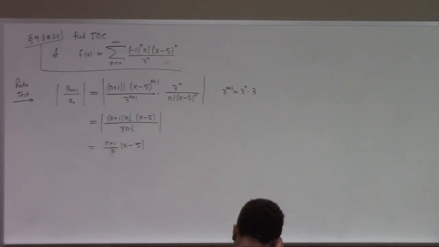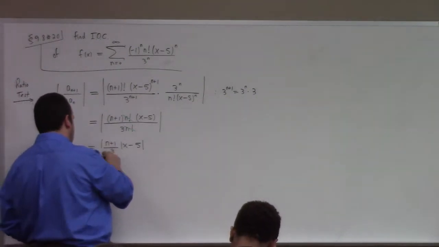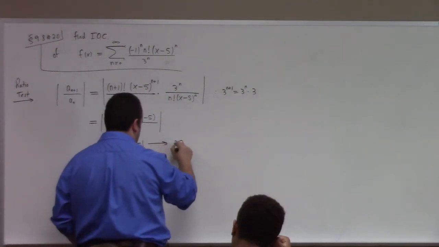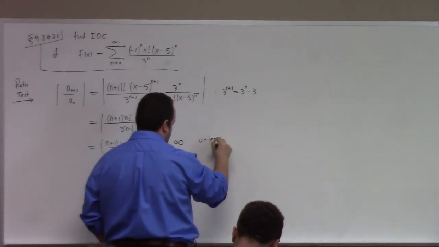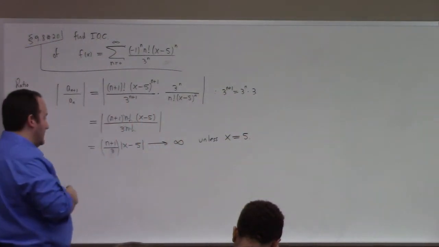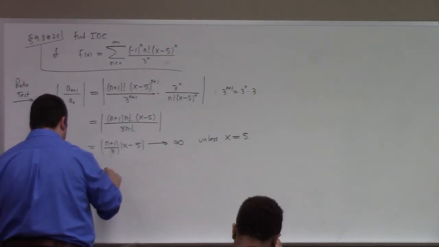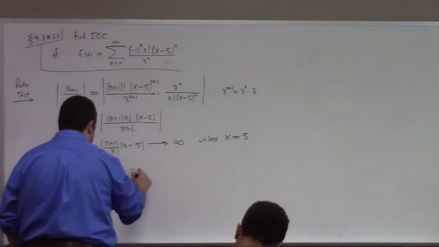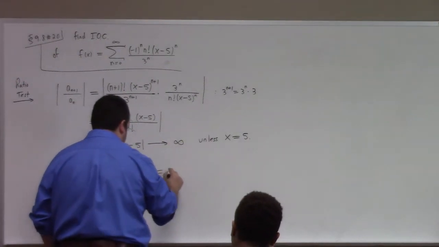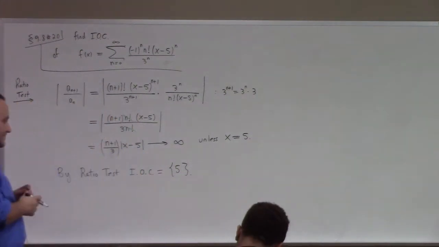Right? This is what the ratio works out to. And so this goes to infinity unless x is equal to 5. So by the ratio test, the interval of convergence is rather boring. It's just the set containing just the number 5. The radius of convergence here is 0.